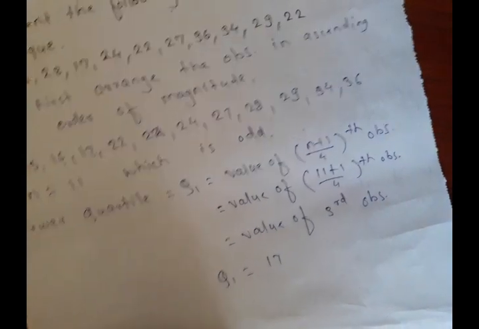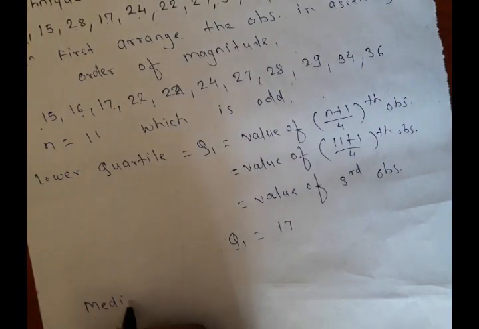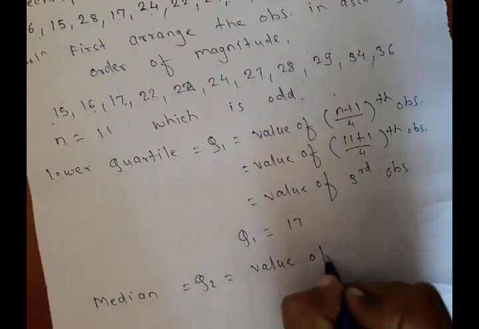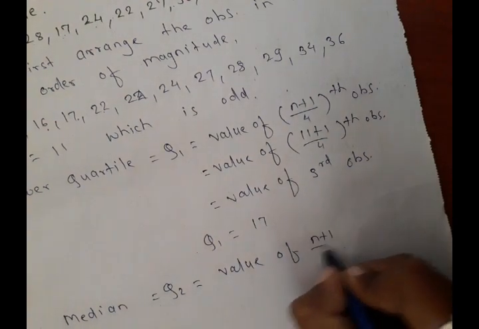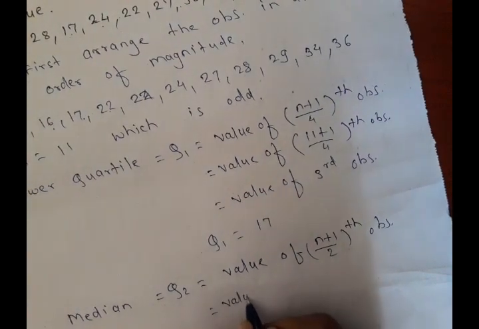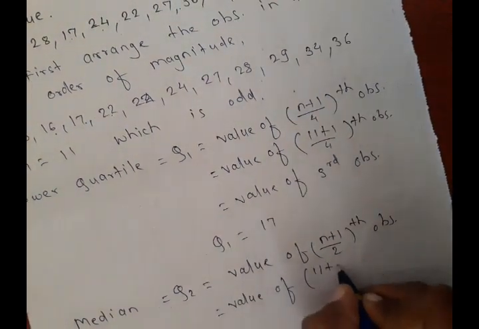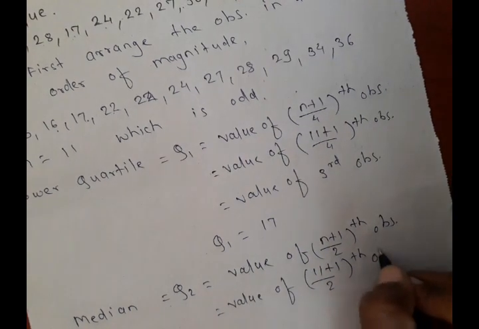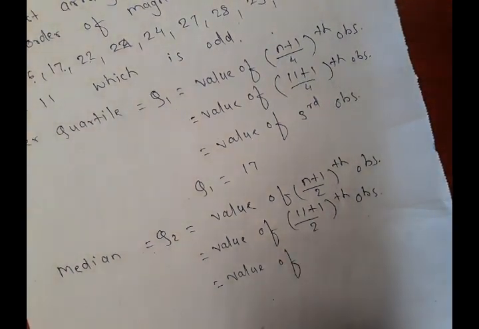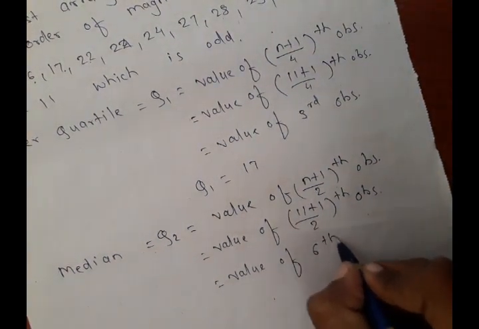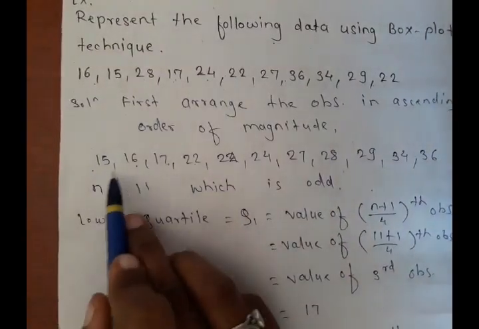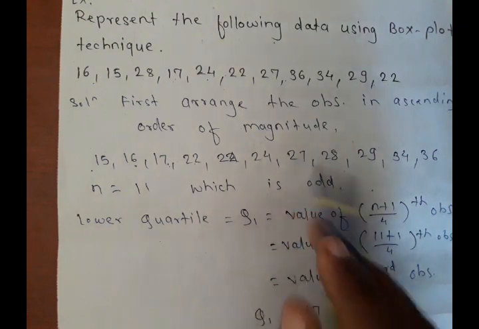Next is Q2. Then median is equal to Q2, which is equal to value of (n plus 1) by 2th observation, which is equal to value of (11 plus 1) by 2 observation. 11 plus 1 is 12, 12 by 2 is 6th observation. So Q2 is equal to 6th observation, 1 2 3 4 5 6, 24.